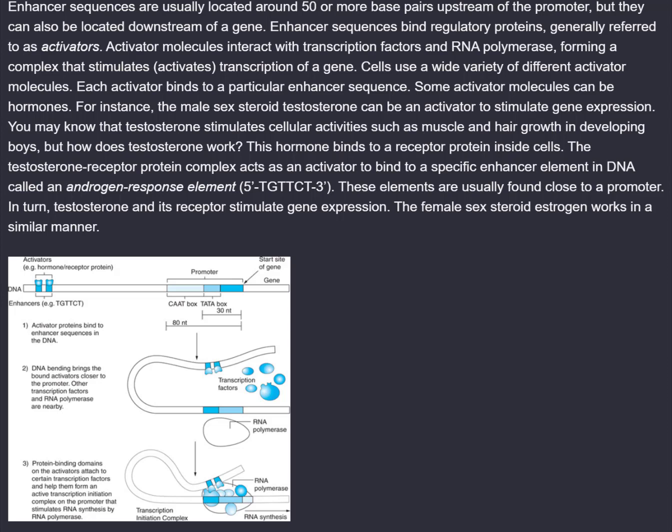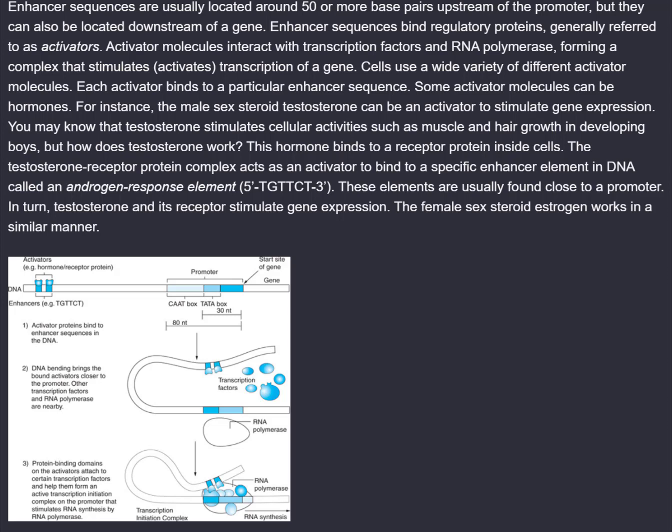Cells use a wide variety of different activator molecules. Each activator binds to a particular enhancer sequence. Some activator molecules can be hormones. For instance, the male sex steroid testosterone can be an activator to stimulate gene expression. You may know that testosterone stimulates cellular activities such as muscle and hair growth in developing boys, but how does testosterone work? This hormone binds to a receptor protein inside cells.